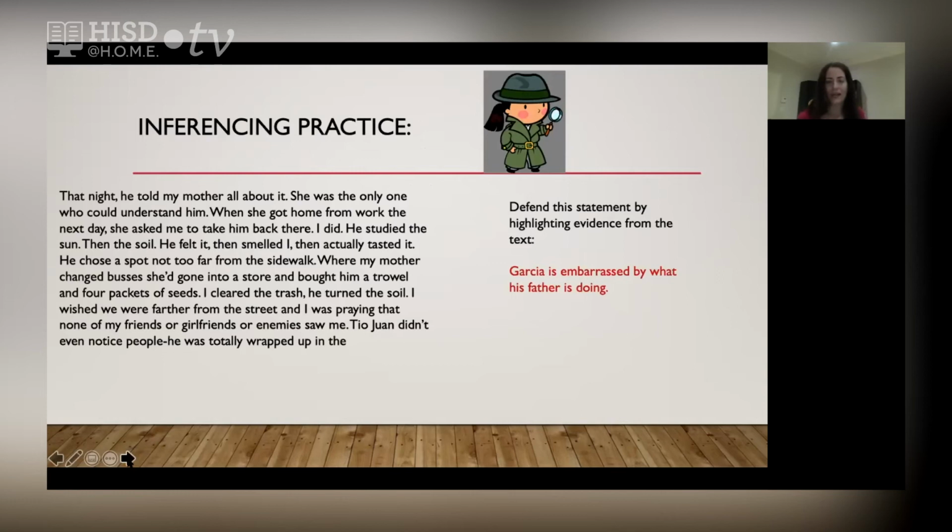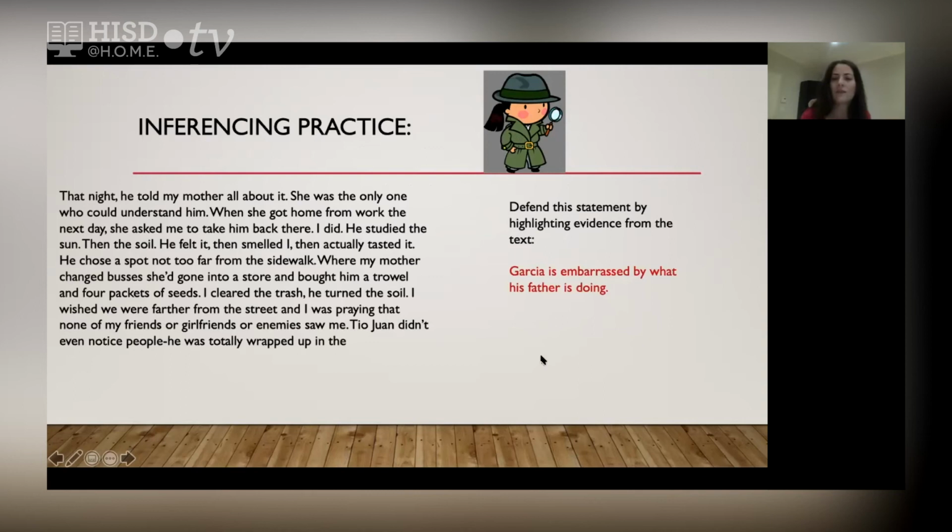Inferencing practice. I purposely chose this image of a detective because when we make inferences, we are drawing conclusions based on facts that we have. So you are playing the role of a detective when you're reading for context clues and for those inferences. So let's do some practice. I'm going to move my screen so you can see.